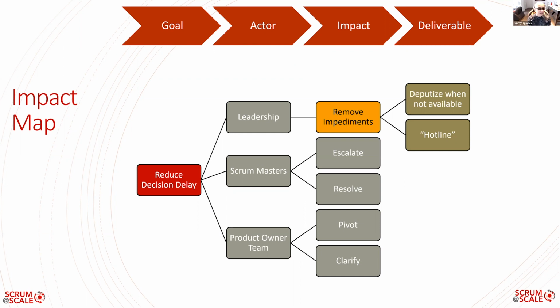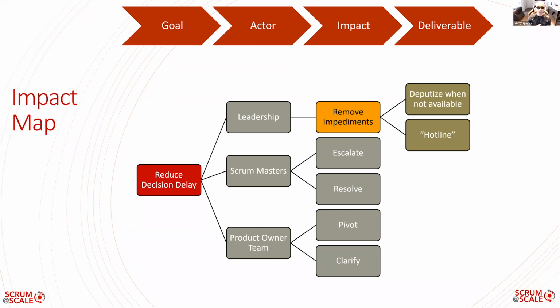But overall, that's two very important things. People who know me know that it's always coming out of my mouth: eliminate dark work and reduce decision delay. Well, that would be one of my goals, reduce decision delay. So who would be the actors on that? Well, the leadership, the Scrum Masters, and the product owner team.